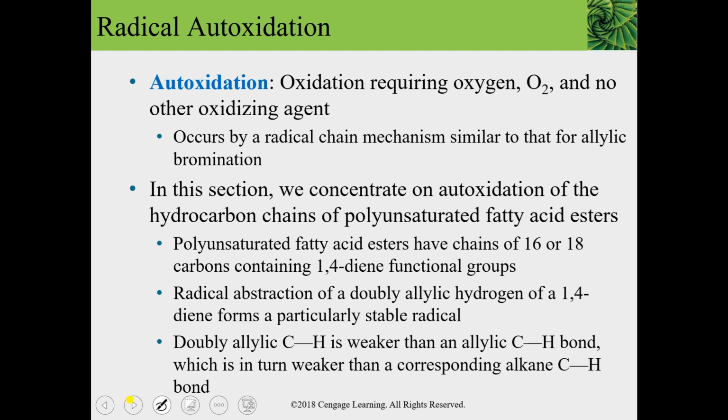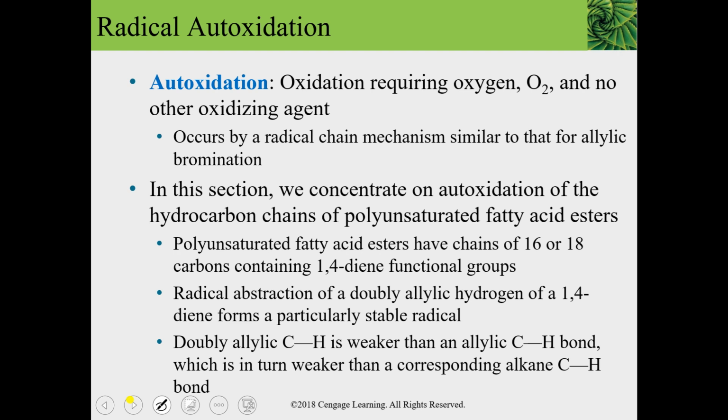Auto-oxidation means that oxygen is necessary and no other oxidizing agent. Oxygen is a fantastic oxidizing agent. So if something requires oxygen, then we won't use any other oxidizing agent. It also is a radical chain mechanism, similar to the allylic bromination, but not exactly.